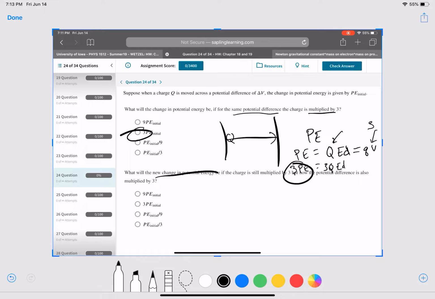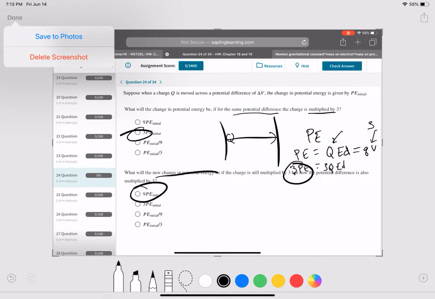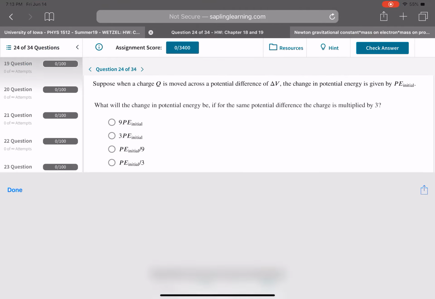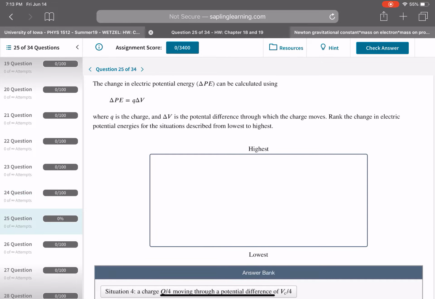So we've done one version of 3 and another version of 3, so we're going to increase the total potential by 3 times 3, and that should be that 9 there. Okay, delete screenshot. All right, number 25.